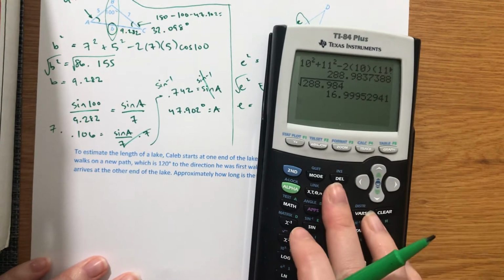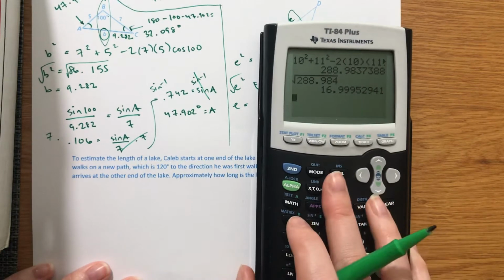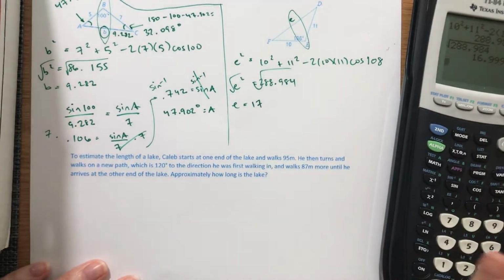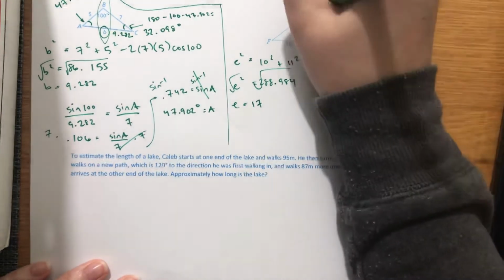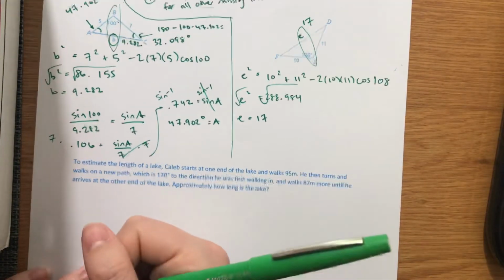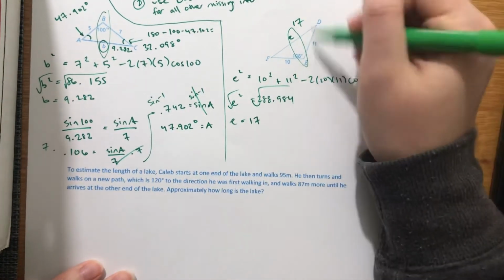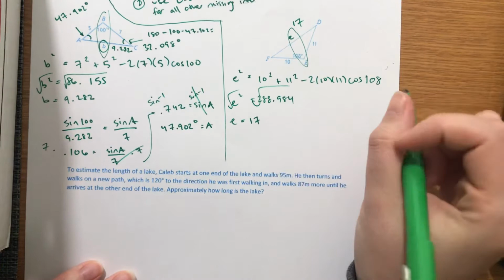16.999. I'm just going to round that up to 17. That's super close. And because we rounded, it's probably supposed to be 17. So I'm going to call E 17. All right. So now we have our pair. And so now we can do law of sines.